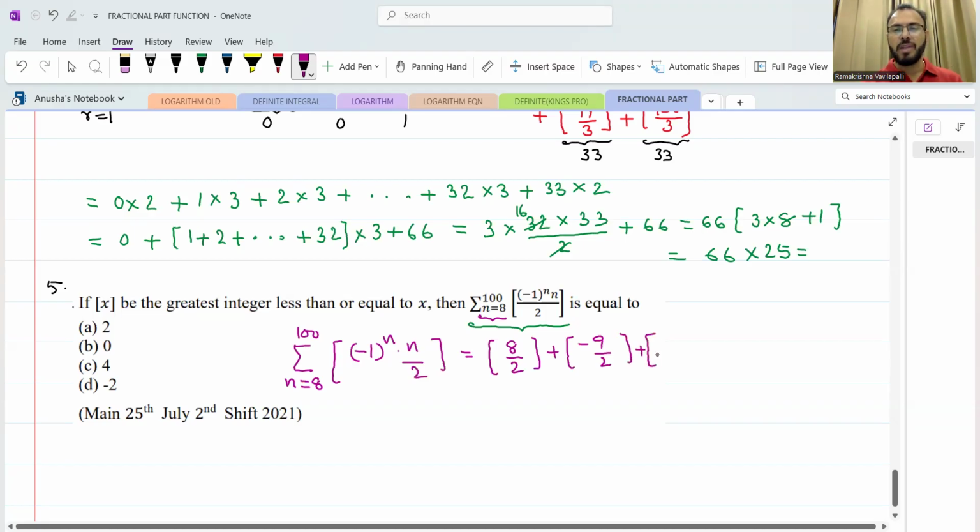Plus, alternately, you write 10 by 2, plus integral part of minus 11 by 2, plus integral part of 12 by 2, like this, and so on. We'll write the last few terms: integral part of 98 by 2, plus integral part of minus 99 by 2.